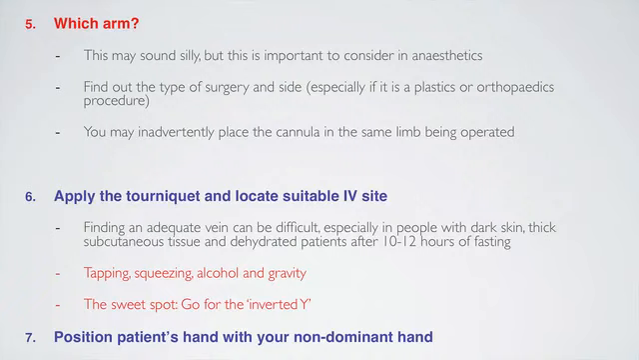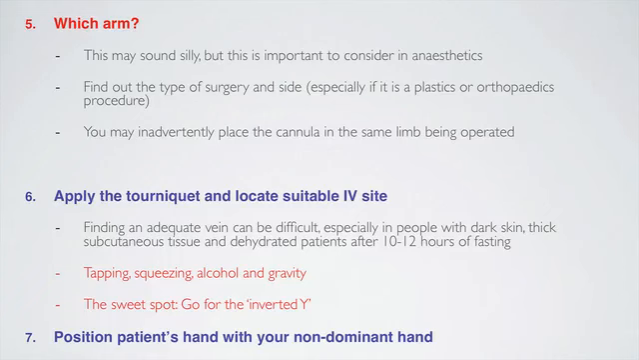And the site we want to go for, I call the sweet spot, is the inverted Y shape where two vein tributaries meet. This is because at that junction, the vein is usually fixed to the deep fascia, so when you insert the needle, the vein won't slip out of your path.